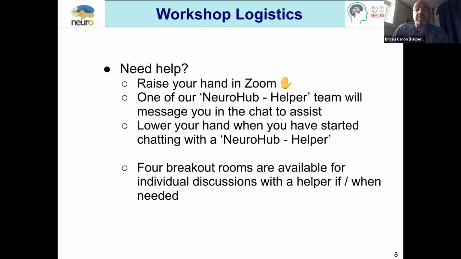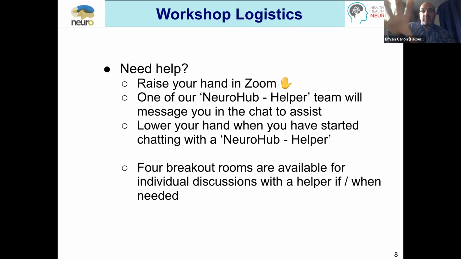Everyone's with their names. Anyone who has their name as helper in brackets is one of the members of the NeuroHub team who can assist you when you have a particular need for assistance. Those people will communicate with you in a direct message chat. And then one thing they'll do is say, okay, great. When we handle that particular request for help, we'll just ask you to lower your hand.